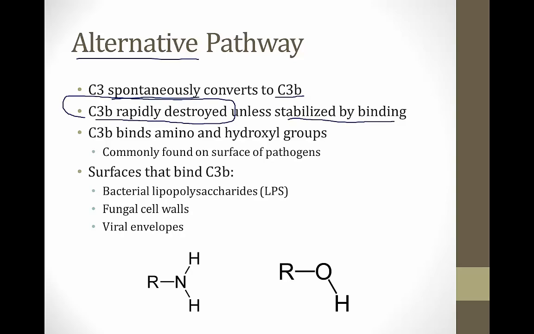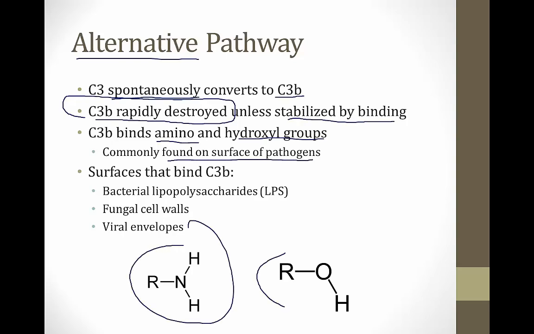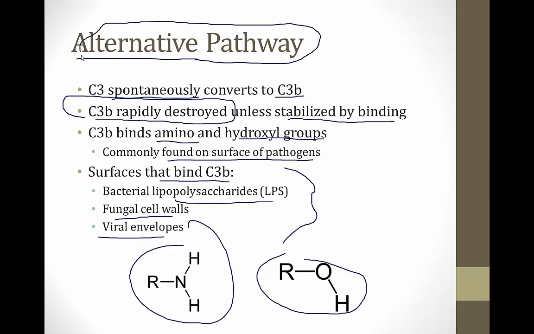However, C3b can sometimes be stabilized if it binds to amino and hydroxyl groups. These are commonly found on the surfaces of pathogens. This is an amino group here, this is a hydroxyl group here, and there are lots of these sticking out of the surfaces of common pathogens. Examples of surfaces that can bind and stabilize C3b include bacterial lipopolysaccharides, fungal cell walls, and viral envelopes. So if one of these is present inside the body, C3b will stick to it and become stabilized, and thus you will have the conversion of C3 to C3b via the alternative pathway.